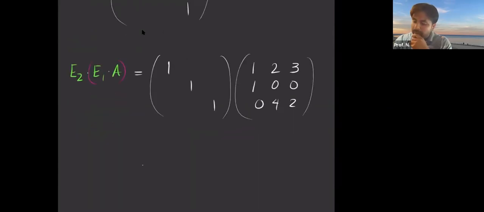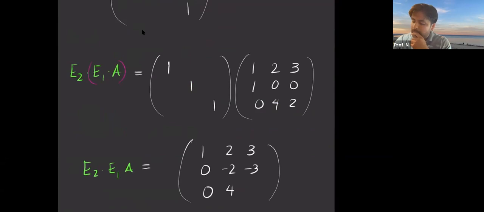So I already know what I want, right? I already know that E2 times E1 times A, I already know what this was going to look like. I already know this will be 1, 2, 3. This will be 0, -2, -3, and this will be 0, 4, 2. I already know what it looks like. So who can help me out here? Remember, I want to negate the first row, add to the second row, and make that my new second row.